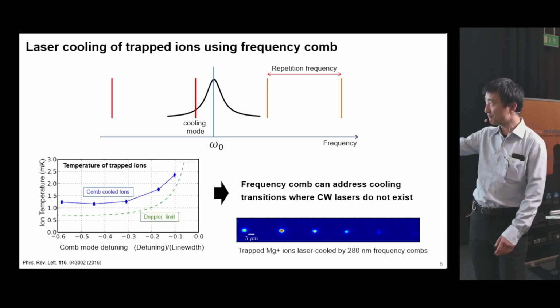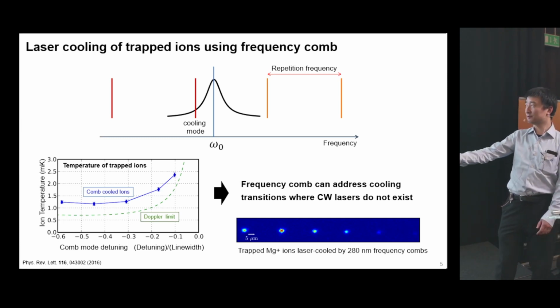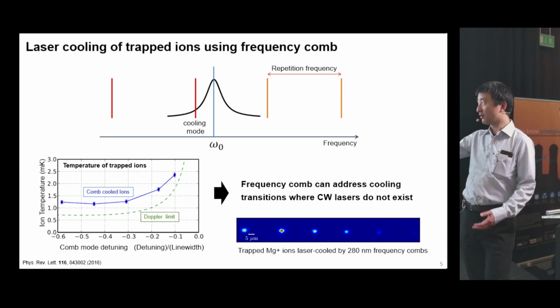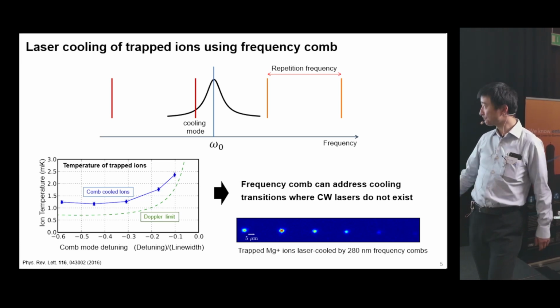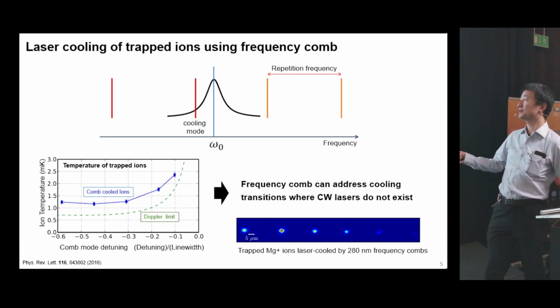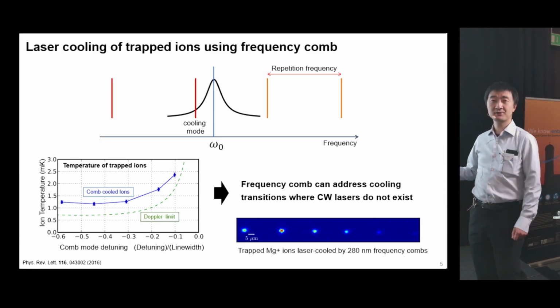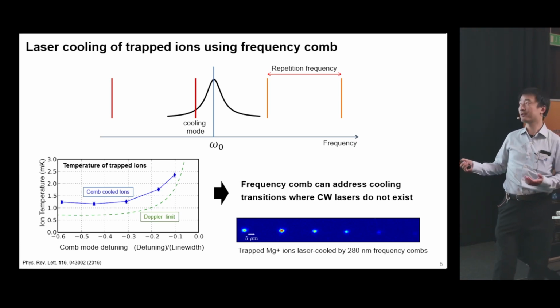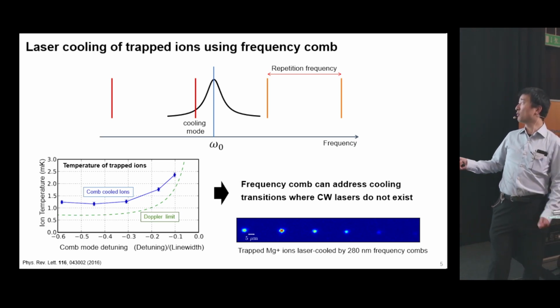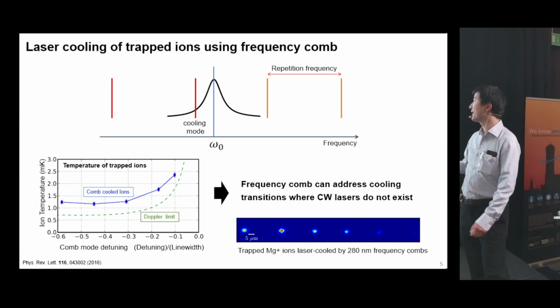We can also measure the temperature of the comb-cooled trapped ions. We can obtain almost the Doppler limit temperature. And this is an interesting technique because by using such a frequency comb, that's a pulsed laser, we can address cooling transitions at very exotic wavelengths, for example, at very short wavelengths where we don't have convenient continuous wave lasers for laser cooling.